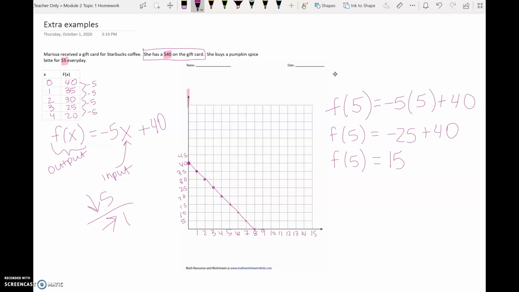I can also confirm that by the table. If I just did one more number, I'd have $15 left.